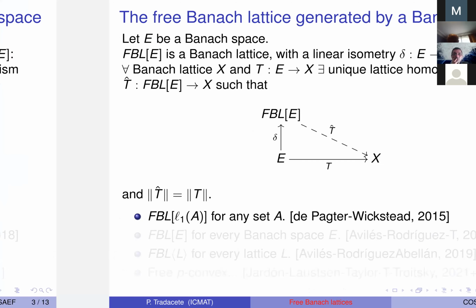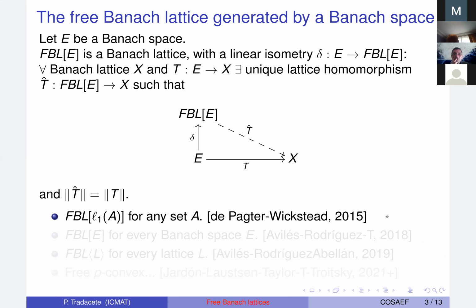And this was done first by Ben de Pagter and Tony Wickstead, who were actually the first to consider free Banach lattices. They were considering the free Banach lattice generated by a set. So there was no extra structure. And one can see that their construction, which was of course based on the well-known theory of free vector lattices that was developed over the 60s and 70s of the 20th century, they were able to create a norm version of this, right?